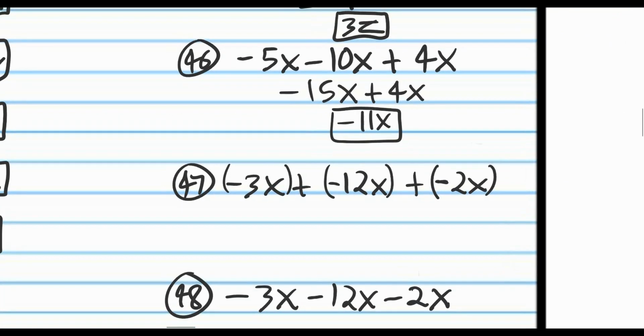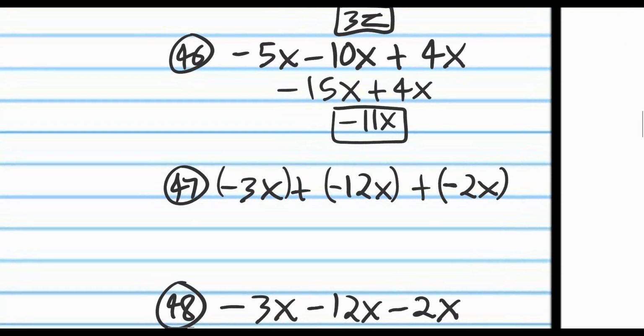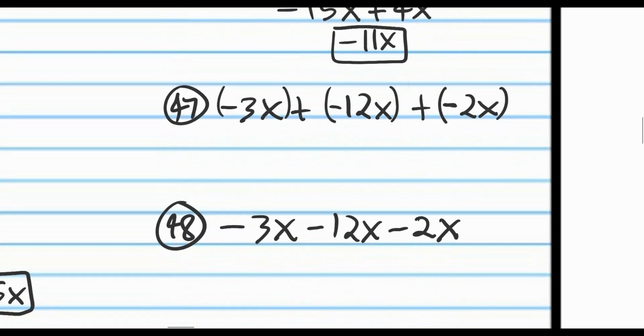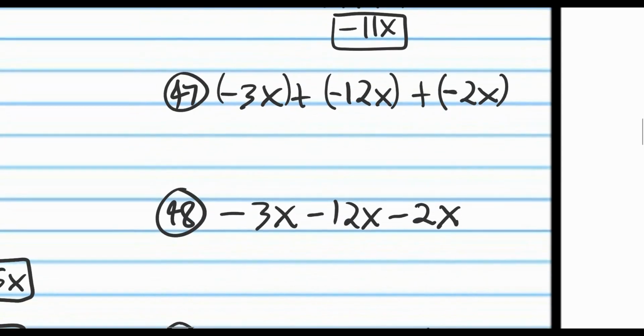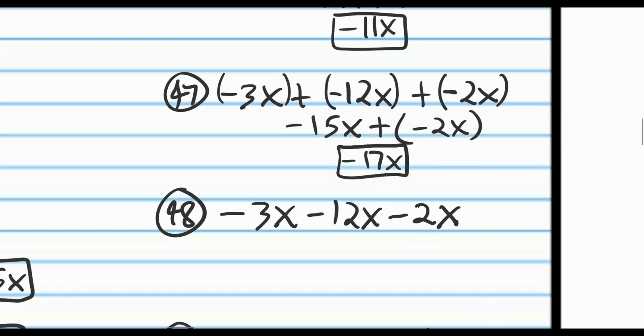All right, so I think you're ready to maybe try one of these. So why don't you try number 47? And when you come back, we'll do it together. All right, we're back. Negative 3x plus negative 12x is negative 15x. And negative 15x plus negative 2x is negative 17x. So if you got negative 17x, good job.